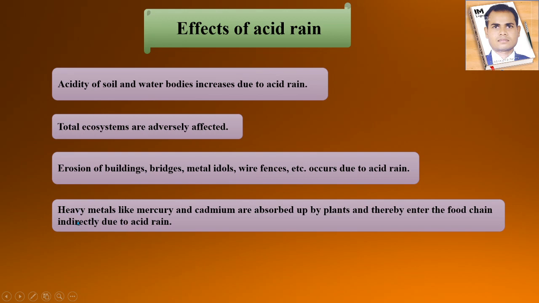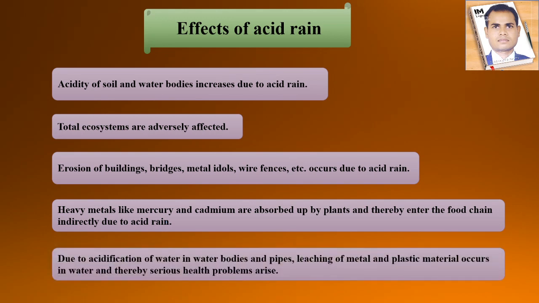Now, next is that heavy metals like mercury and cadmium are absorbed by the plants and thereby enter the food chain, indirectly due to acid rain. We know that all these metals are very dangerous to living things. So they are absorbed by the plants, and those plants are consumed by different animals, or in the form of the food chain they go into living things or human beings, and it is indirectly due to acid rain, right? And next, due to acidification of water in the water bodies and pipes, leaching of metals and plastic materials occurs in the water, and thereby serious health problems arise for living things, or you can say human beings or different animals. So the water should be in a neutral condition. That means the pH will be 7. Okay, so that water is good for good health.